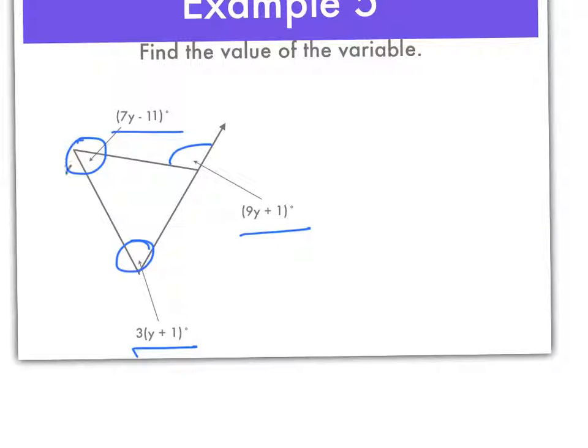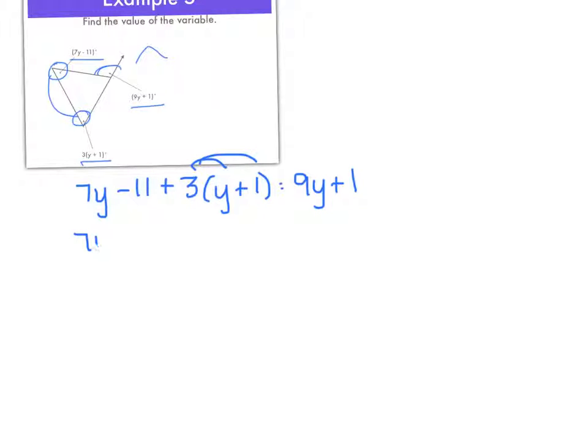That's right. We just said that these two angles together have to equal that exterior angle. Okay? So, whoops, didn't mean to do that. I'm going to shrink that up so I can write my equation. So 7y minus 11 plus 3 times y plus 1 has to equal 9y plus 1. Okay, and then I'm going to solve. So I'm going to distribute the 3. 7y minus 11 plus 3y plus 3 equals 9y plus 1.